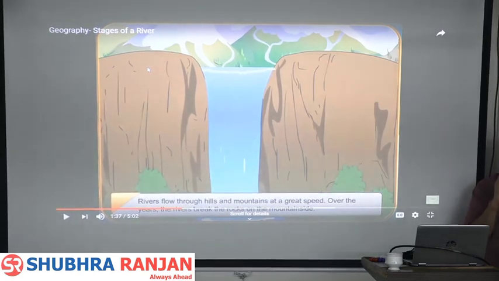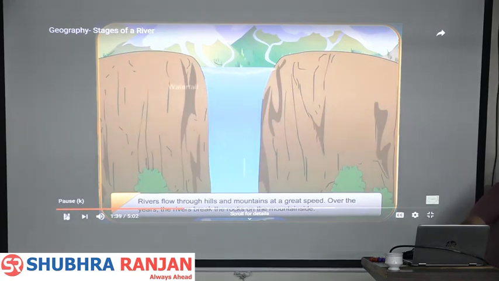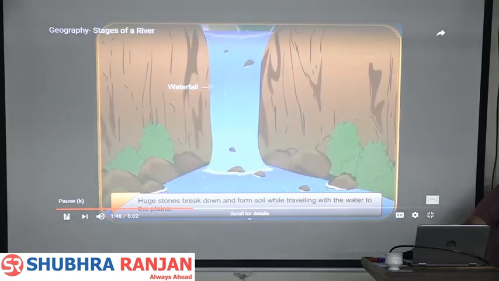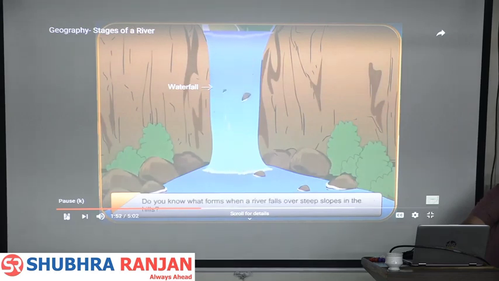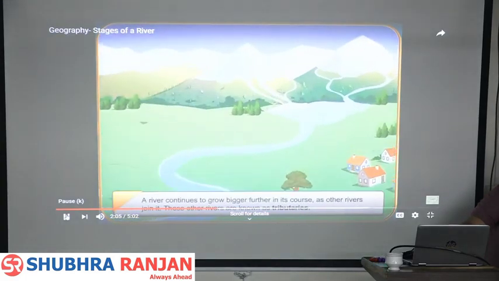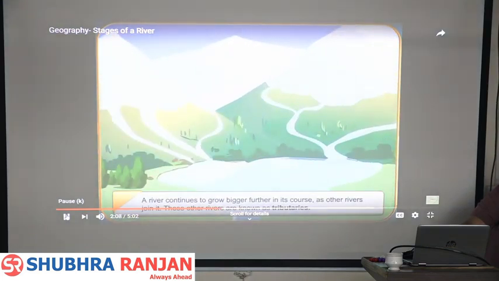This is one external agent of erosion. Getting it? And this will result in the formation of the landforms that are associated with the rivers. What is happening? I told you big stones can be carried. So the mature stage has started.